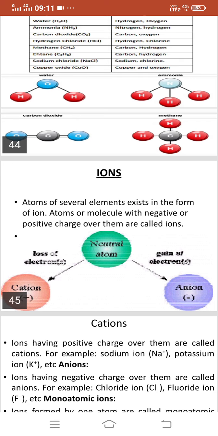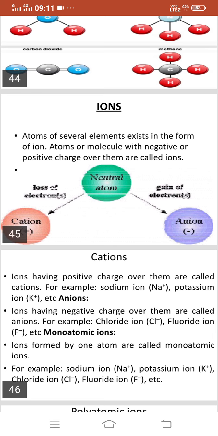Now the next topic is ions. Atoms of several elements exist in the form of ions. Atoms or molecules with negative or positive charge over them are called ions. So the first type is cations. Ions having positive charge over them are called cations. For example, sodium ion Na+, potassium ion K+, etc.